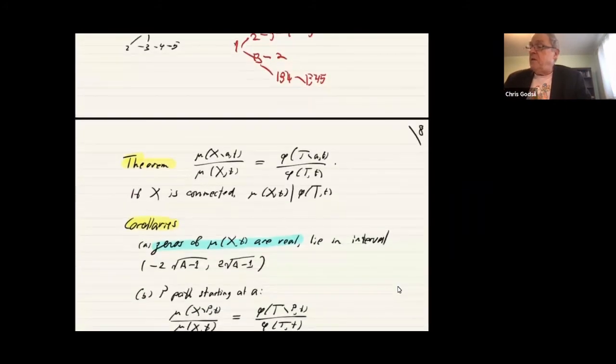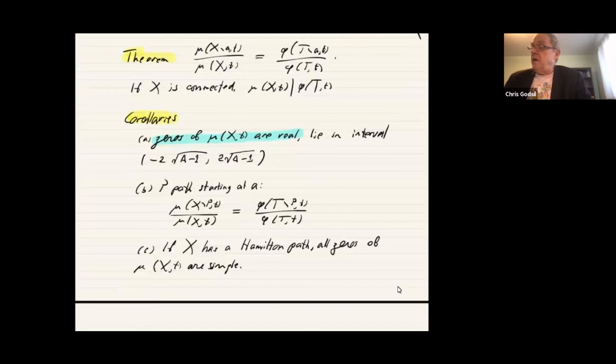Well, the theorem is that if I look at the matching polynomial of x with a deleted divided by the matching polynomial of x, that's equal to the characteristic polynomial of t with a deleted divided by the characteristic polynomial of t. It doesn't matter on the right whether you put the matching polynomial or the characteristic polynomial, since for trees they're equal. And the other thing you get as an easy consequence of the proof is that if x is connected, its matching polynomial actually divides the characteristic polynomial of t.